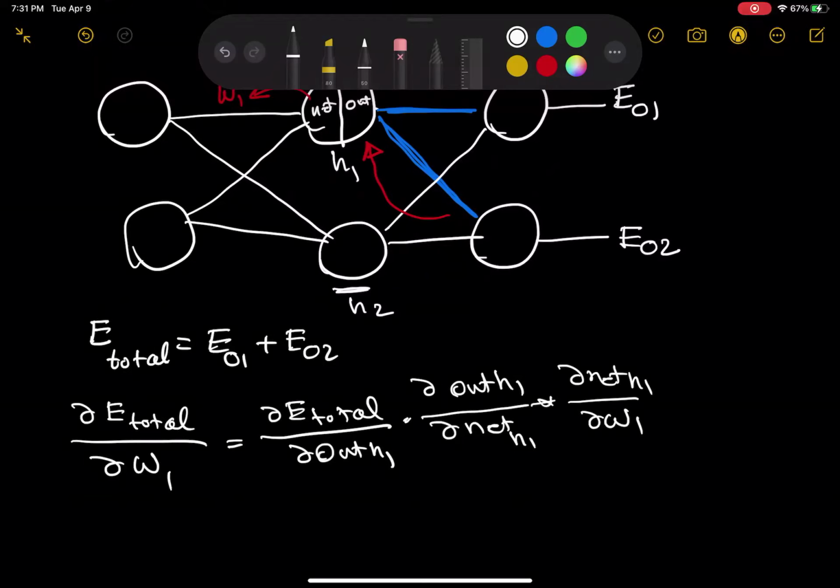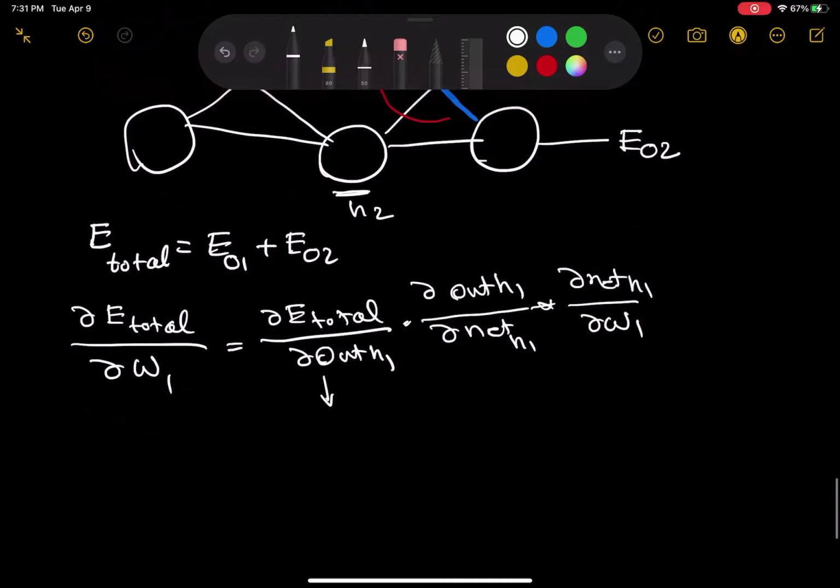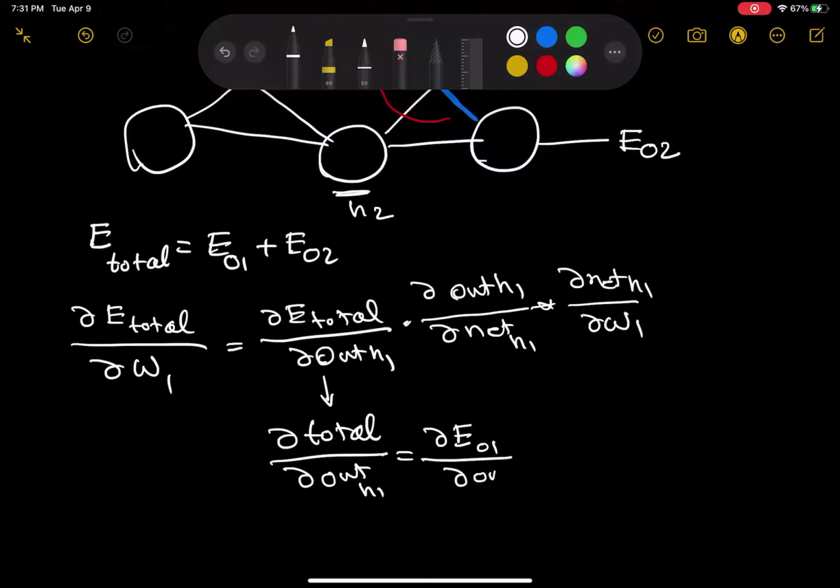Because E of total with respect to E of H1 will be like this. It's E of total with respect to... I use this formula O1. I use this formula... okay.